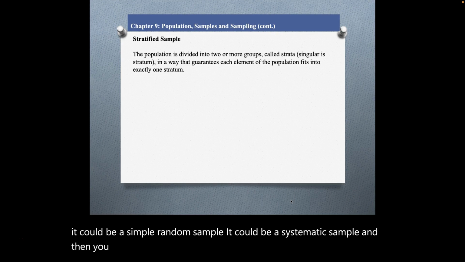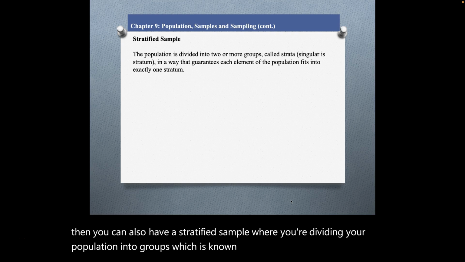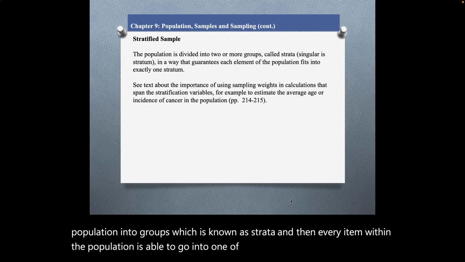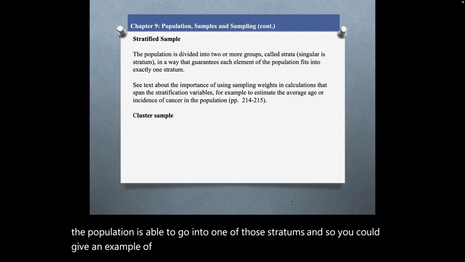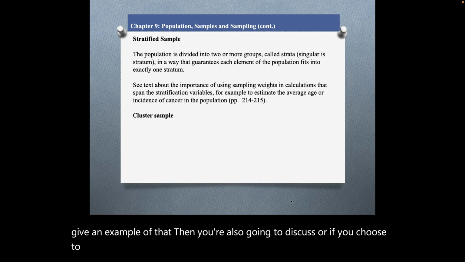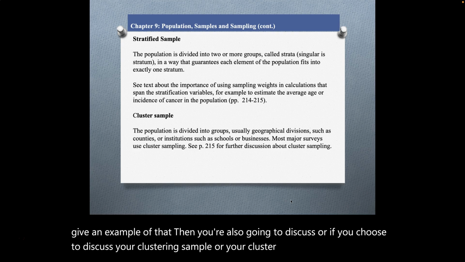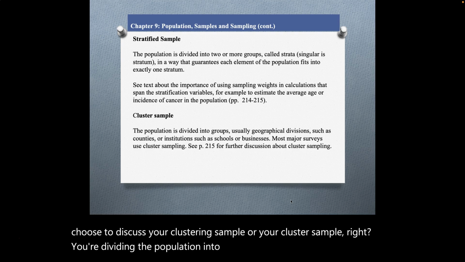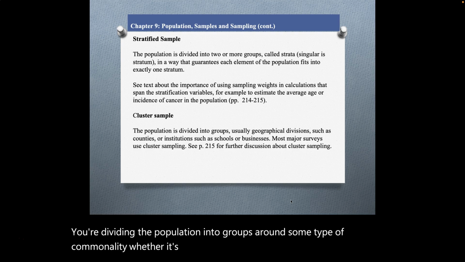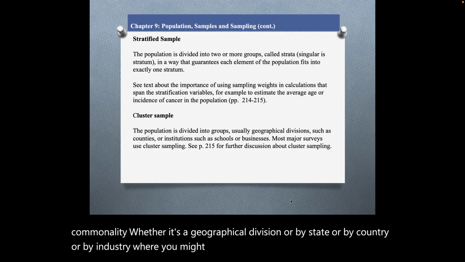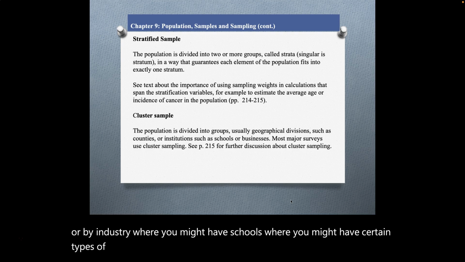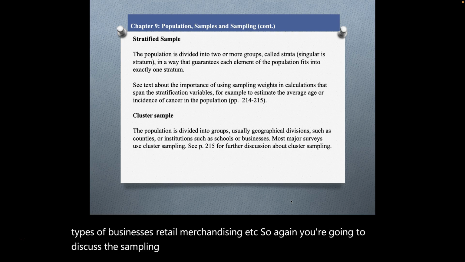You can also have a stratified sample where you're dividing your population into groups, which is known as strata, and then every item within the population is able to go into one of those strata. And so you could give an example of that. Then you're also going to discuss, if you choose to, your cluster sample, right? You're dividing the population into groups around some type of commonality, whether it's a geographical division or by state or by country or by industry, where you might have schools, where you might have certain types of businesses, retail, merchandising, etc. So again, you're going to discuss the sampling type and then give an illustrative example that you come up with.